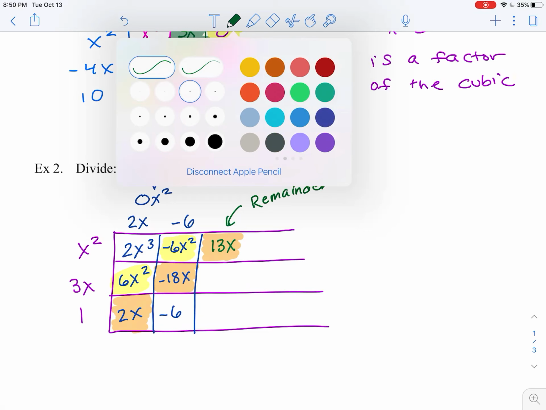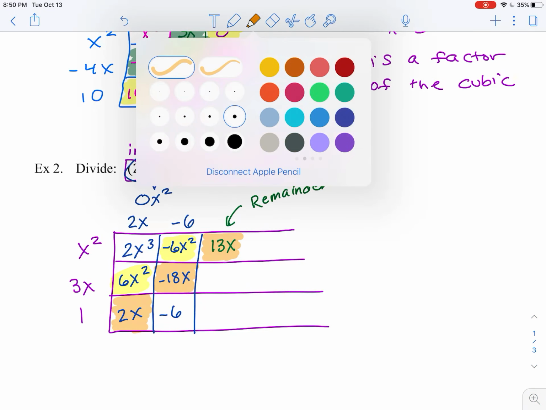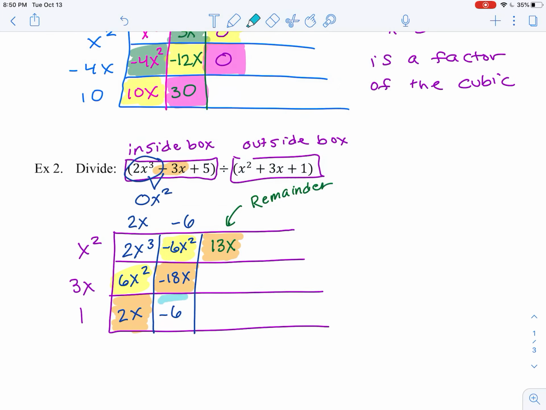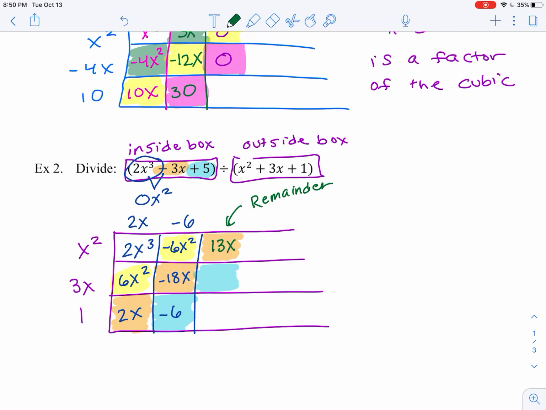Okay, so let's take a look. What about this? Negative 6. If I have this negative 6 here, it's going to combine with whatever is in this diagonal spot to get this 5. So what would need to be there? Well, we would need to have a positive 1. Actually, no, we would need to have a positive 11 so that when they combine, they make a positive 5.